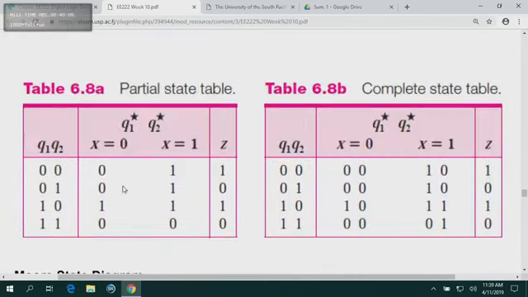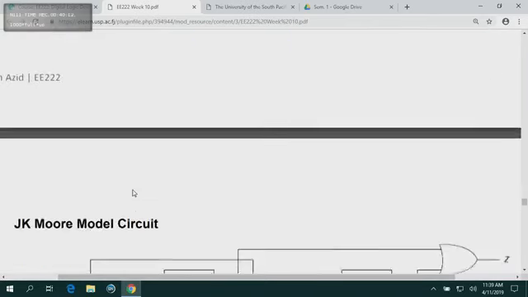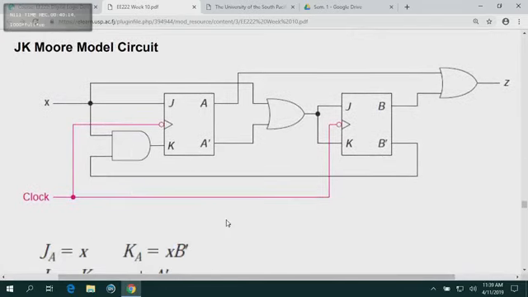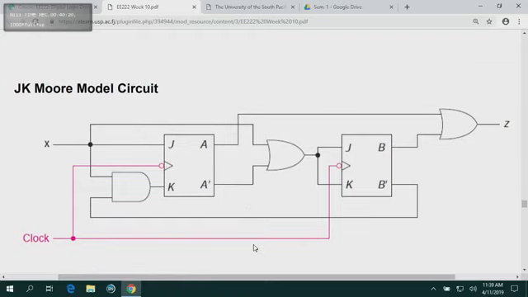Okay, we'll come back to this. We'll draw the two tables again. I'm going to do it on the board to show you how we go step by step. Let's do the equations for this circuit, because right now we all want to master how to get the equations.